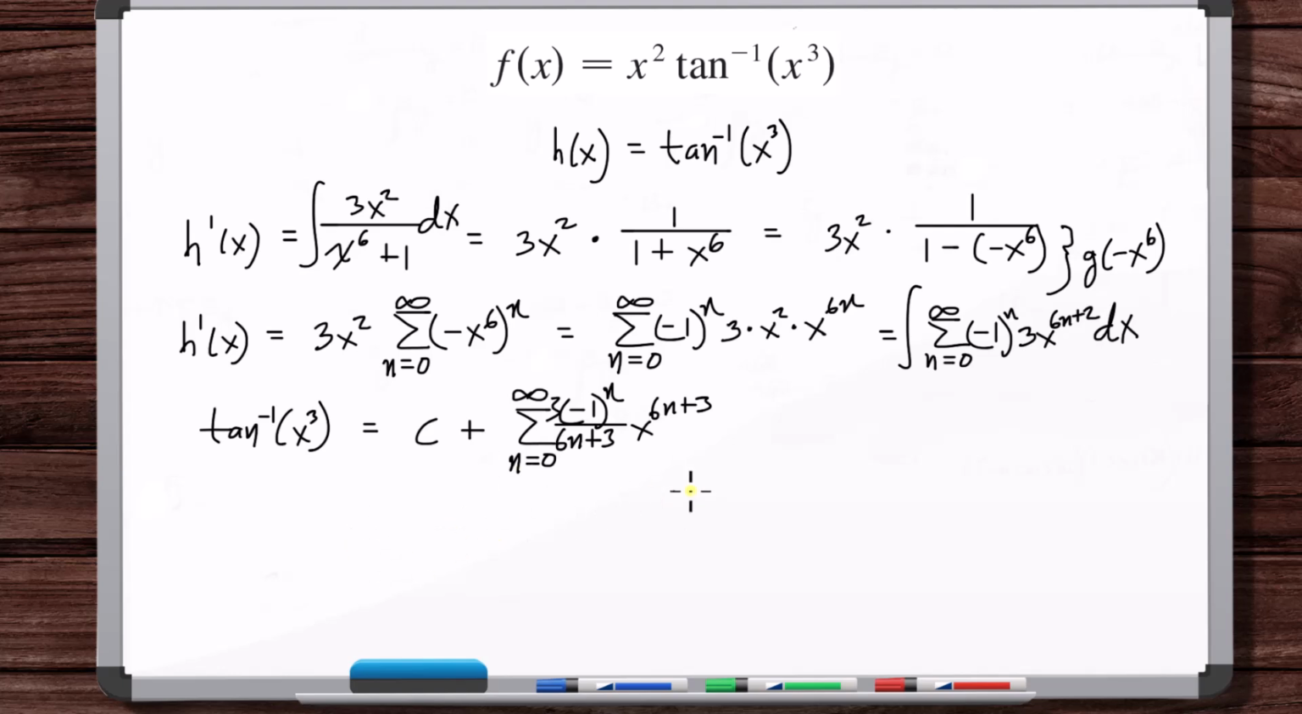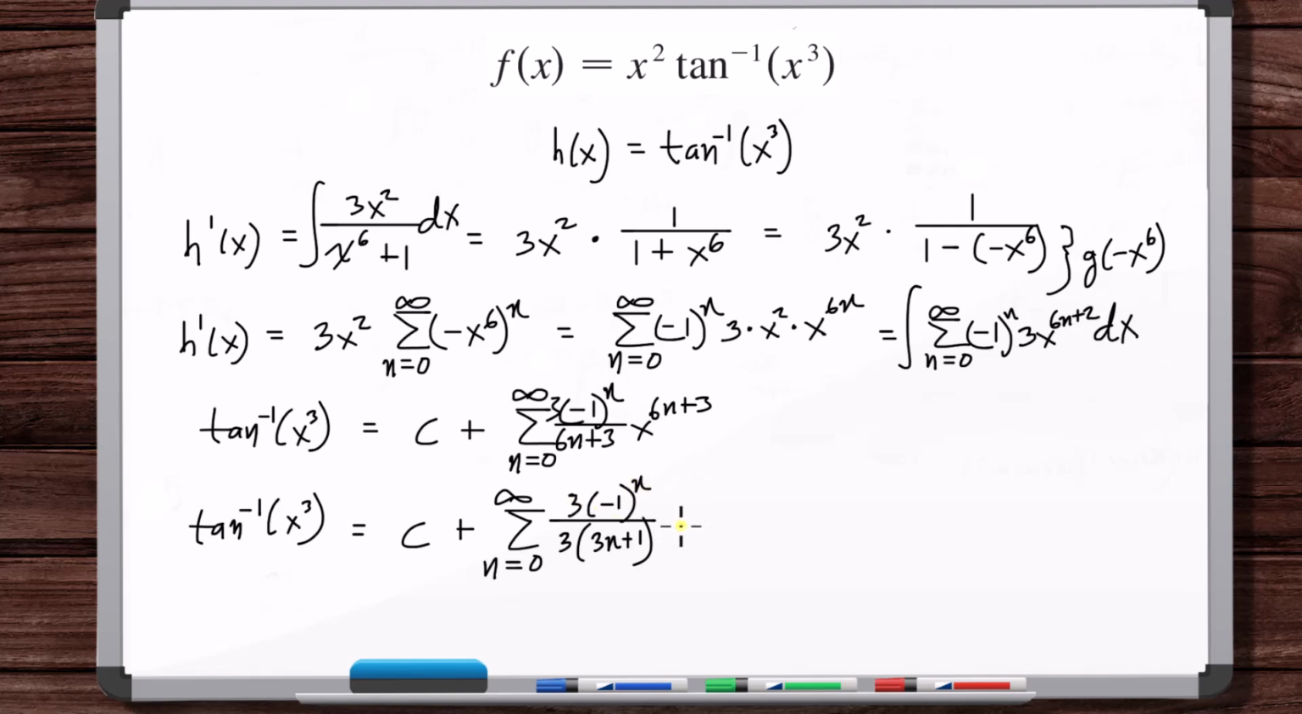Now, if you notice, we can simplify this because we can write this as, so this is 3 times 3n plus 1.